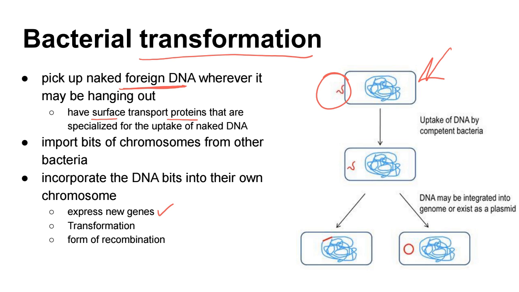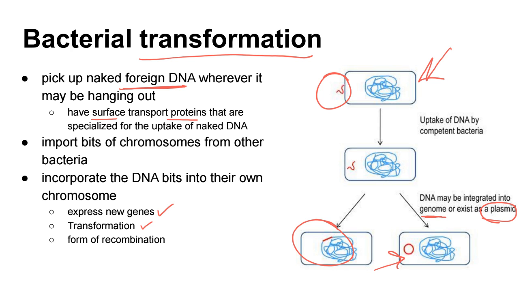Okay? It can allow for transformation, so altering their DNA strand there. And it is a form of recombination, right? I can form these recombinations here. The DNA can be incorporated directly into the bacterial genome, or it could exist as a plasmid, which are those separate little circular pieces of DNA that bacteria may have within them that they also can express the genes from.